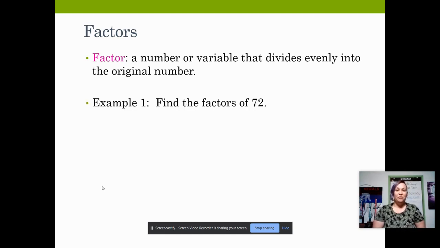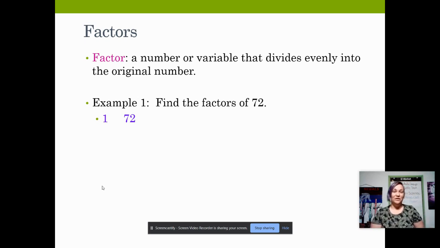For our first example, we're going to find all of the factors of 72. To help us find all of the factors and not just some of them, we're going to go through a process to make sure that we hit every number that we can think of. For this process, we're always going to start by just doing 1 and the original number. So for this problem, it's going to be 1 and 72. 72 is divisible by 1, and 72 is divisible by 72.